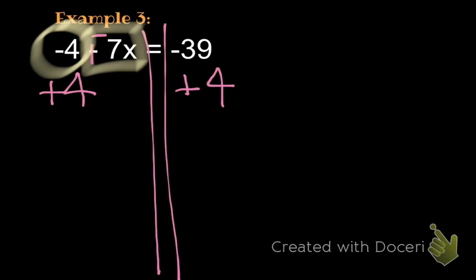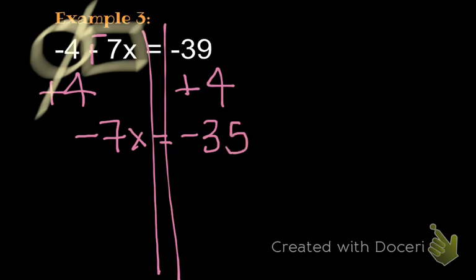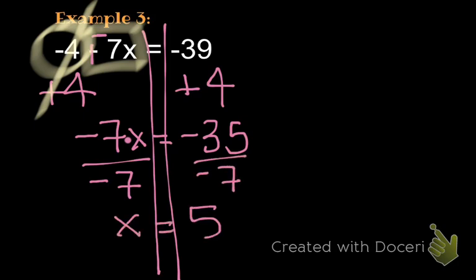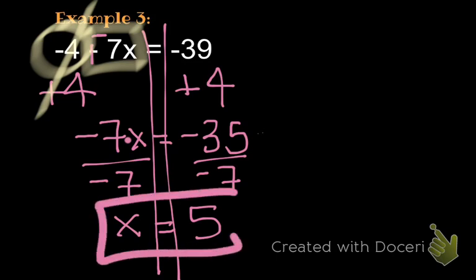Okay, so what that means is my 4's cancel, leaving me with negative 7x equals negative 35. All right, so now I need to undo multiplication, negative 7 times x. So to do that, I divide both sides by negative 7, and I get x equals 5. Positive 5, because remember, negative divided by negative is positive. So this is what I think the answer is.